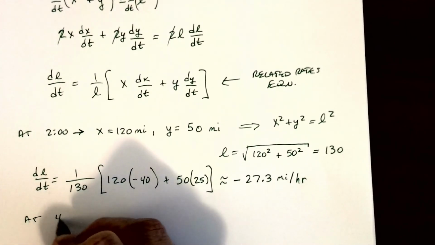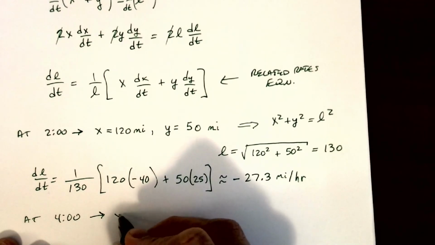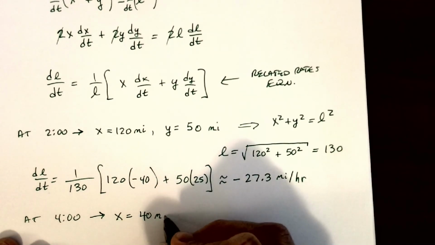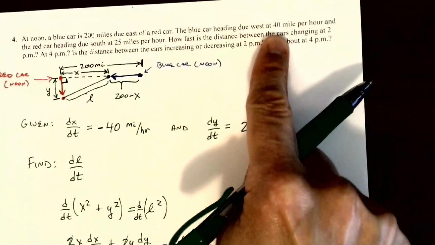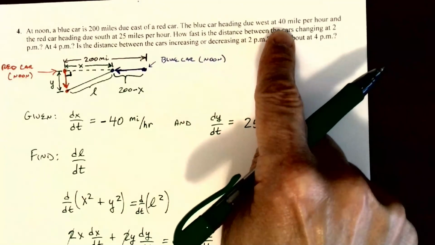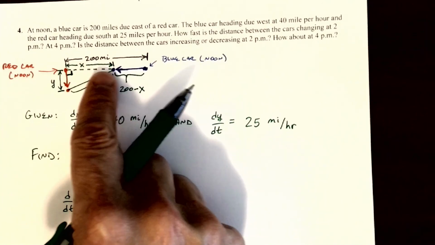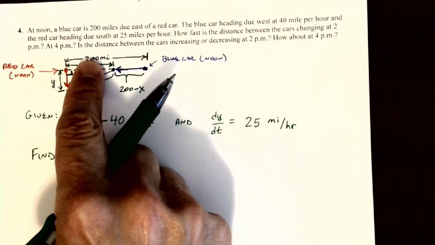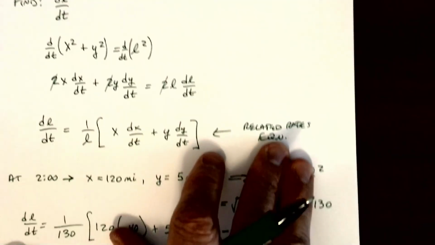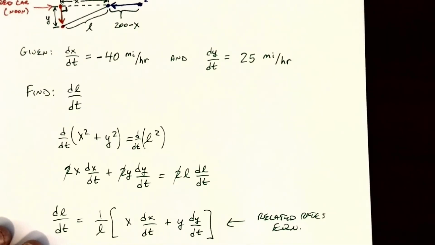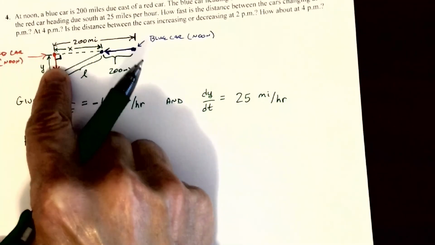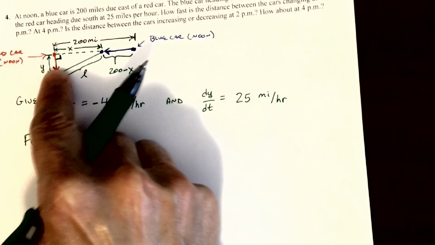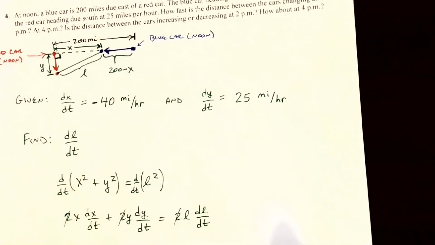At 4 o'clock, I'll have you check these values, but x is going to be 40 miles. The reason being, in 4 hours, the blue car traveling at 40 miles per hour will have traveled 4 times 40, 160 miles. Notice x has gone down to 40. There are only 40 miles now from the blue car to where the red car was, because the total was 200. So x is equal to 40. And y is how far the red car has traveled: 25 miles an hour for 4 hours, that's 4 times 25, 100 miles.